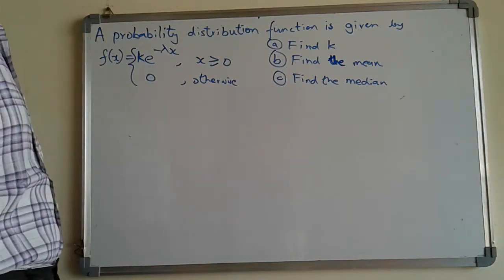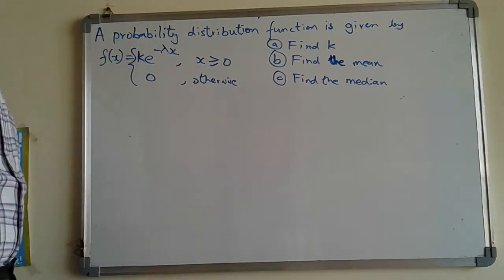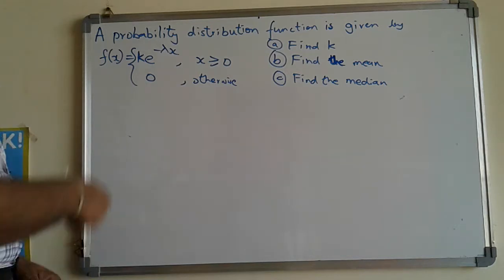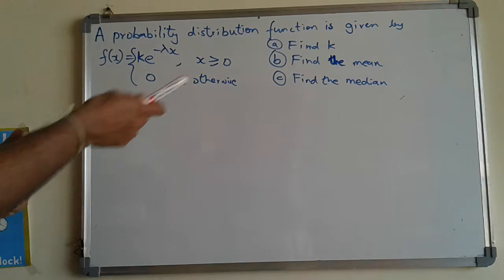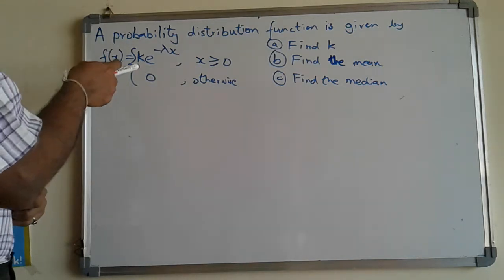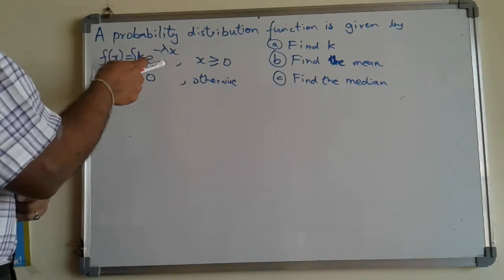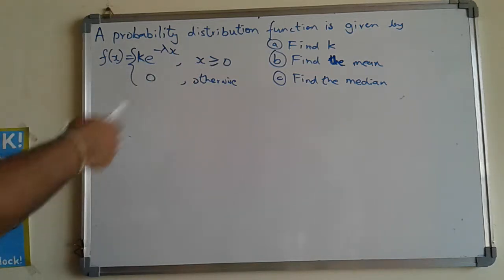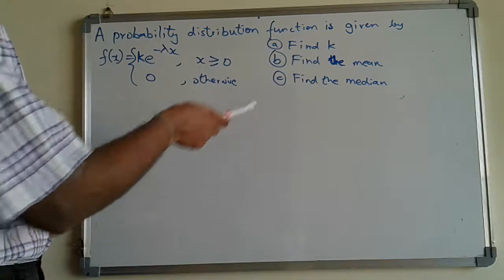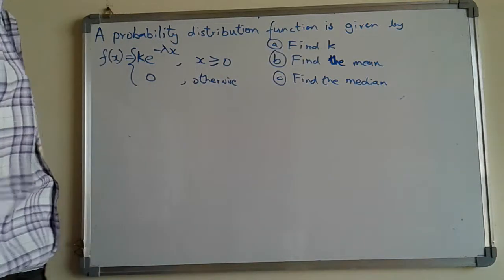In this short video, we will look at analyzing a simple probability distribution function. Let's look at this example question. A probability distribution function is given by f of x equal to k times e power minus lambda x for x greater than or equal to 0, and 0 otherwise. The questions are to find k, find the mean and find the median.